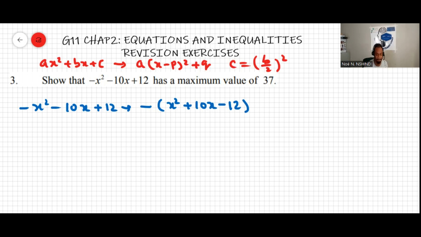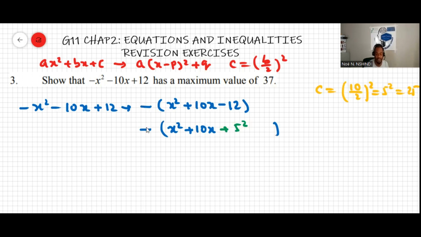Now, I'm going to see here, the b value is 10. So let's do it somewhere there. c will be equal to (10 over 2) to the power of 2, which means 5 squared, which is 25. Now I'm going to write here negative (x squared plus 10x) and in the brackets, I am going to write plus 5 squared. But I know it was 12.